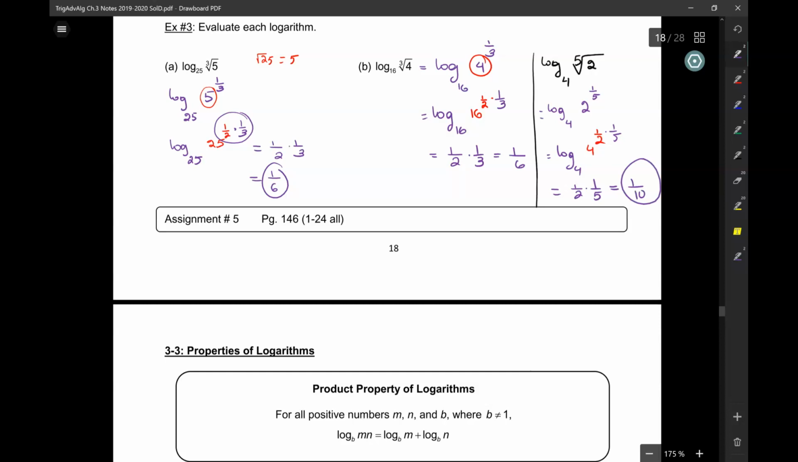Okay? Sounds good? So that is common and natural logs. And so the homework for this is from the book, 1 through 24, all in the book.